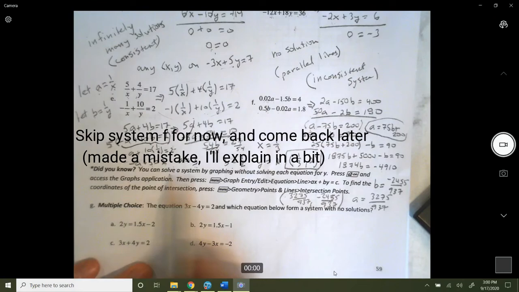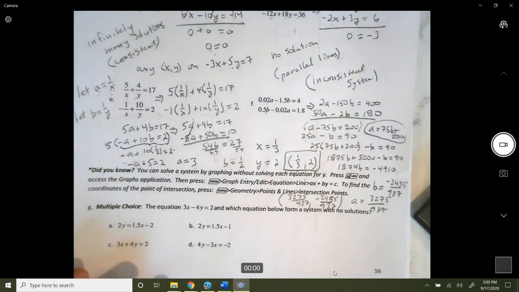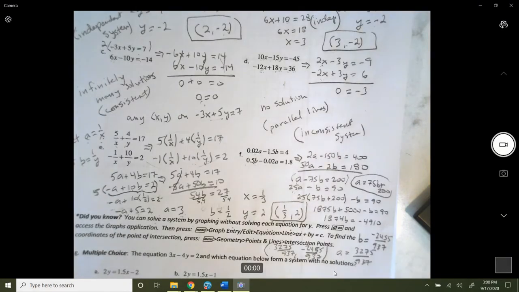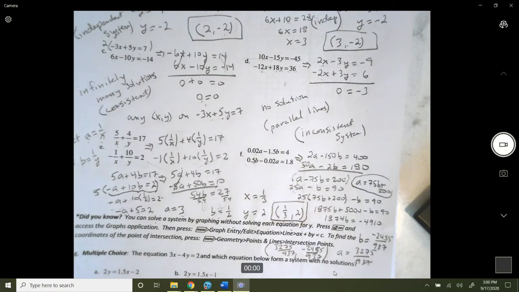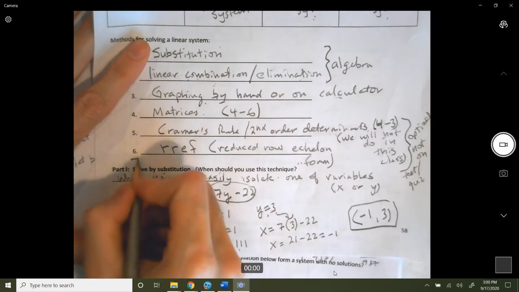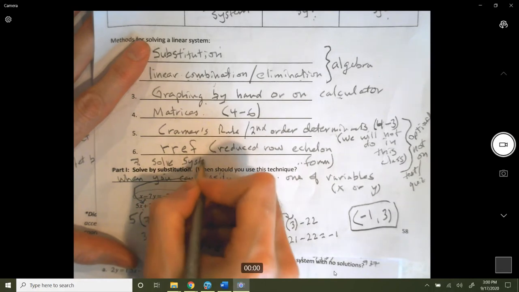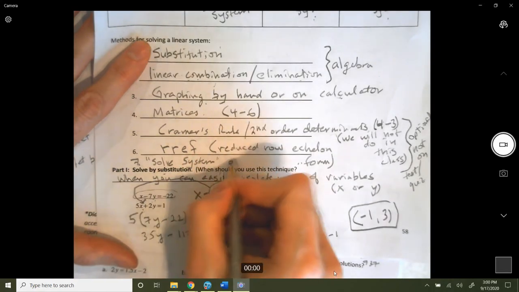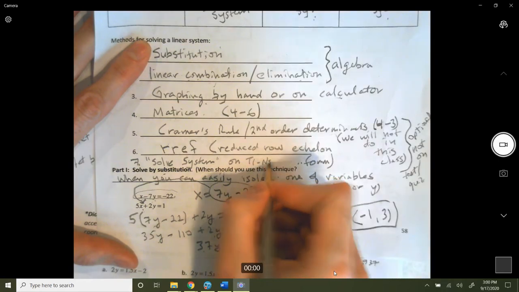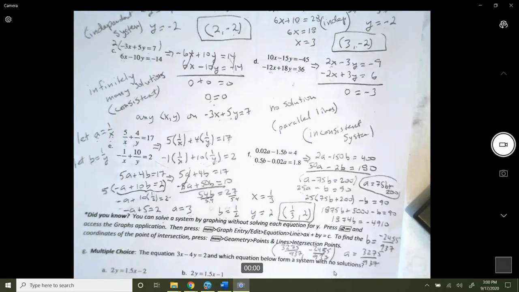Okay, did you know you can solve a system by graphing without solving each equation? Actually, let's go to the calculator. I'm going to show you how to do these. I'm just going to show you one of them, and I'm going to show you 2 ways to do it. If we go back to that previous page, another way on the calculator, if we put a number 7 here, you can do solve system on the TI Nspire. Okay, solve system, and I'll show you how to do that.